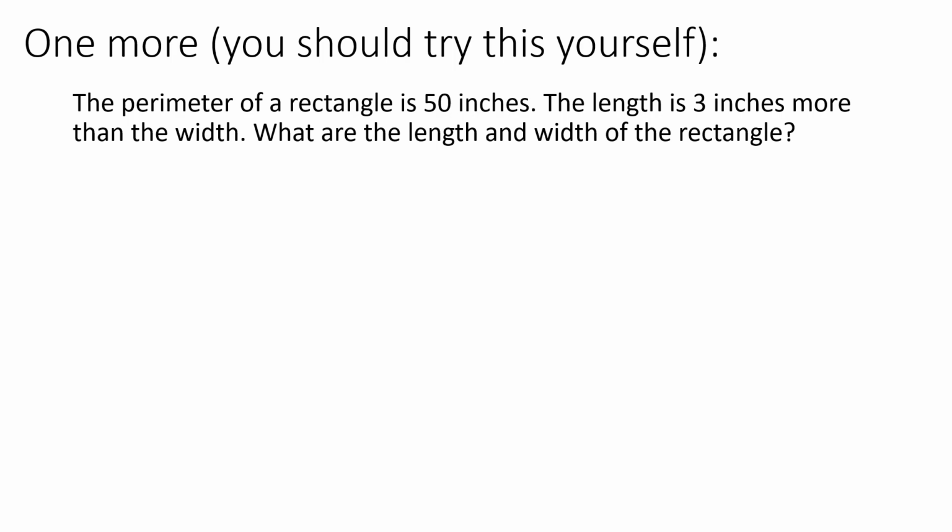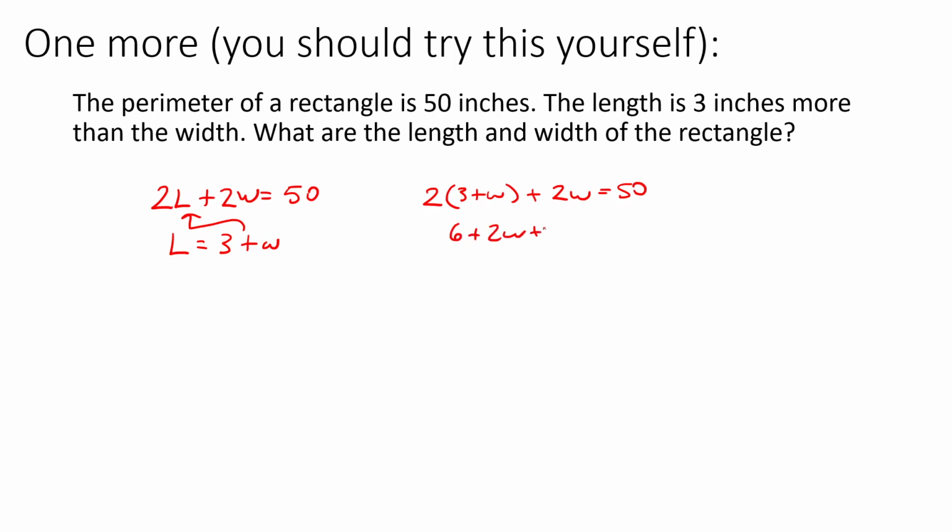Okay, so starting again, perimeter, 2L plus 2W, they're telling us is 50 in this case. And then again, the length is 3 more than the width, 3 plus W. And then we solve by substitution. Replace the L: 2 times 3 plus W plus 2W. Okay, and again, I'll skip a few steps here. We get 4W equals 44. And so W equals 11 inches.